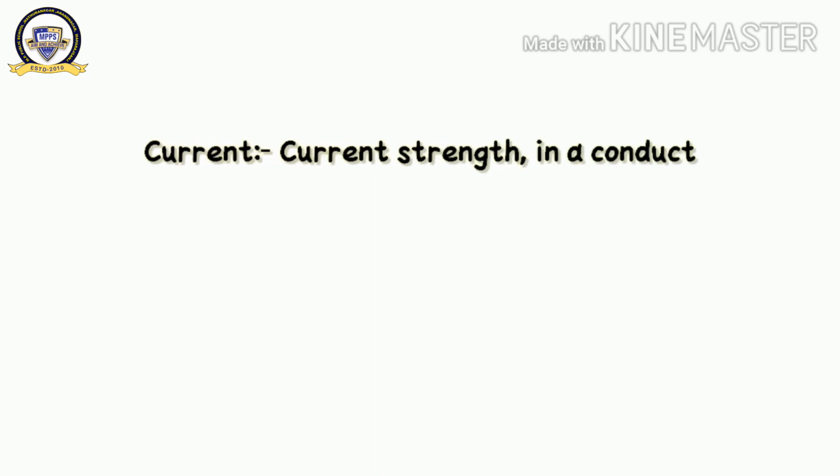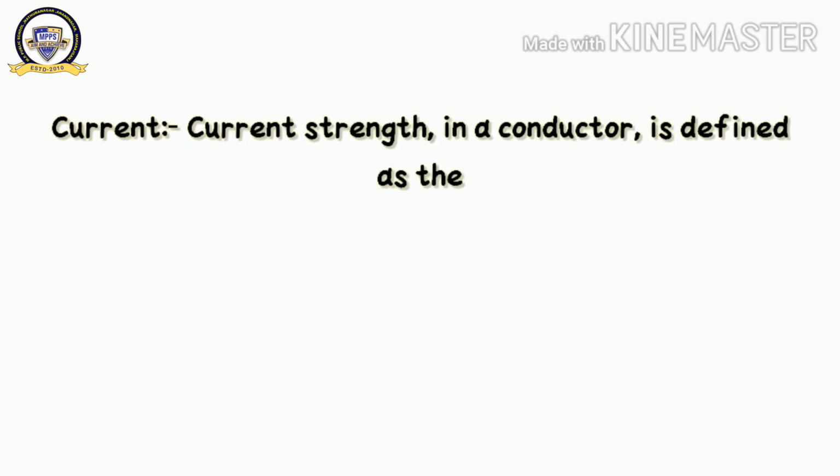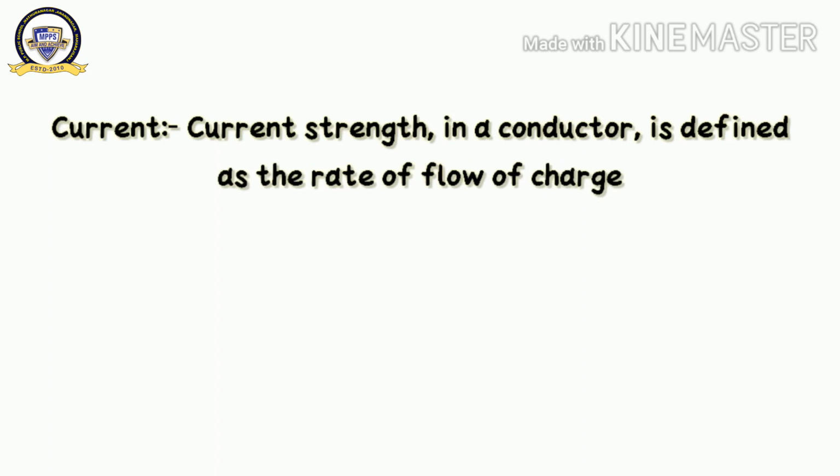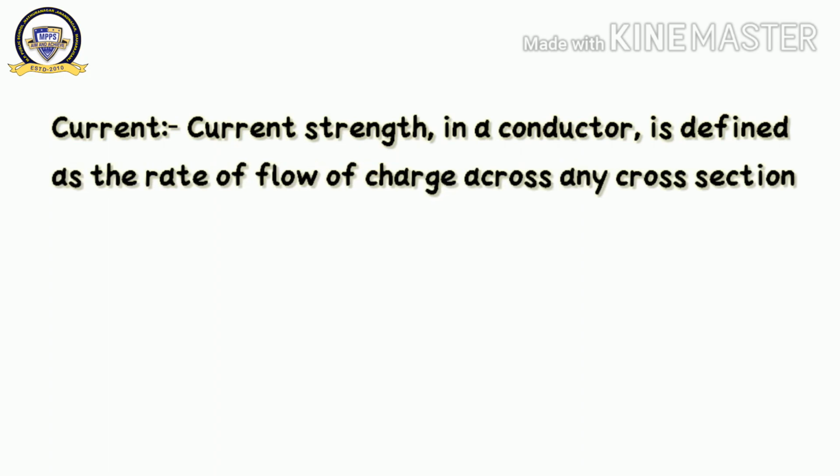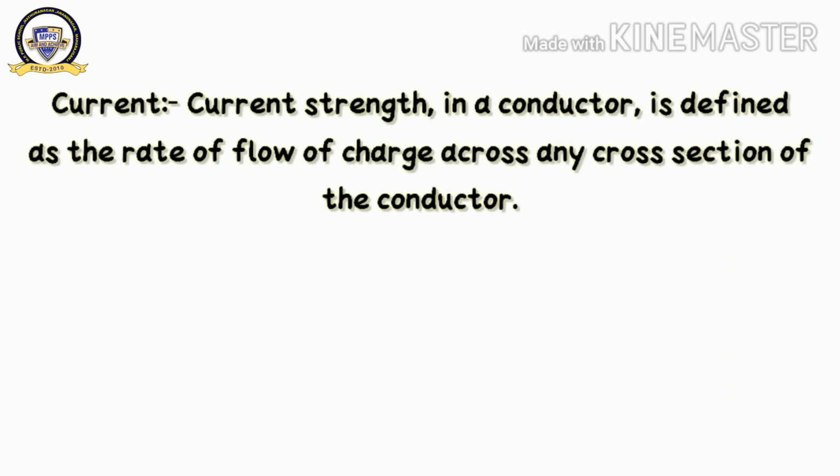It is also termed current strength. We can define it as: current strength in a conductor is the rate of flow of charge across any cross section of the conductor. Again, I am repeating that it is the rate of flow of electric charge. You should know the electric charges are of two types, positive or negative, so you can take either charge to define the electric current.